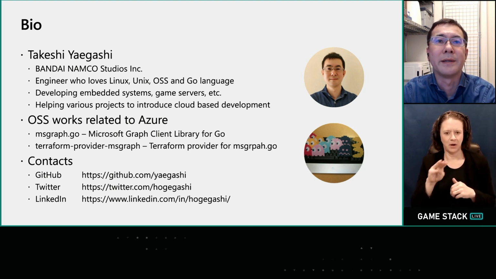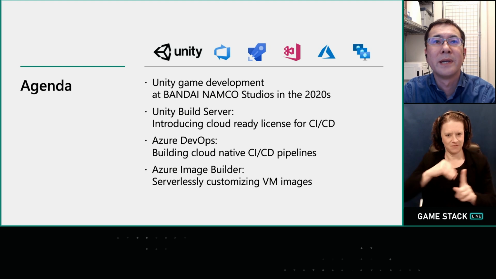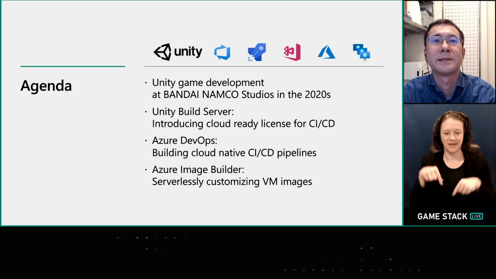At my company, I'm helping various projects to lift and shift their development environment to the cloud. In this session, I'm going to cover 4 topics. They include Unity game development at our company, Unity Build Server licensing, Azure DevOps for cloud-native CI/CD pipelines, and last, Azure Image Builder for serverlessly customizing virtual machine images.